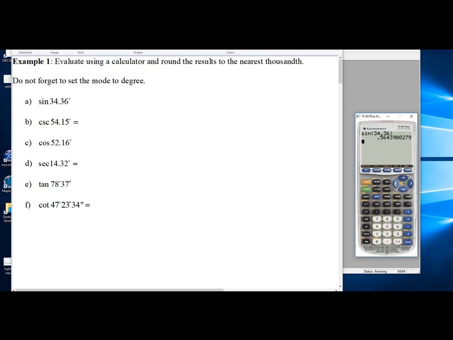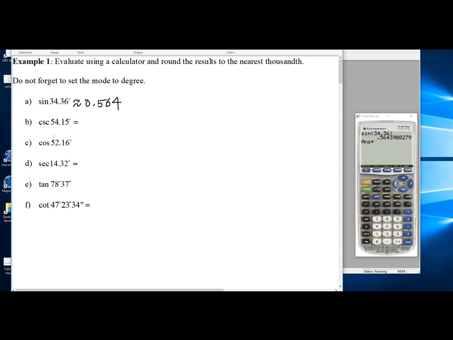Now the question says round the result to the nearest thousandth. That means you are getting 3 decimal digits. So this number by calculator is approximately 0.564. The next one is cosecant.